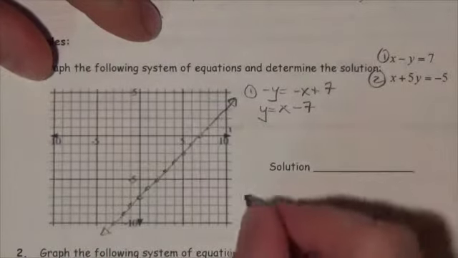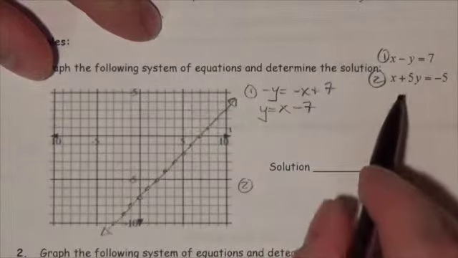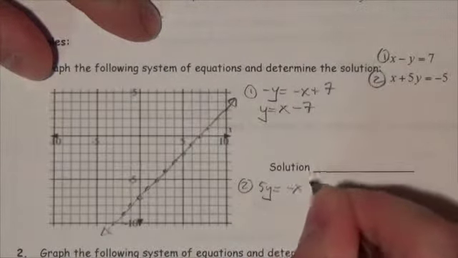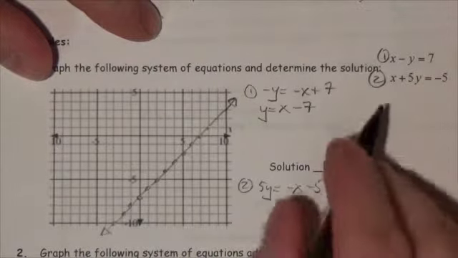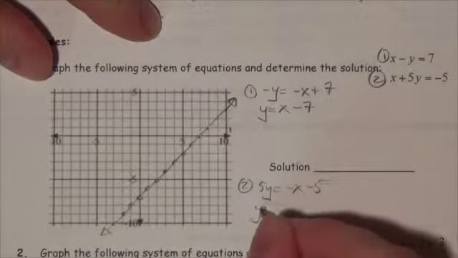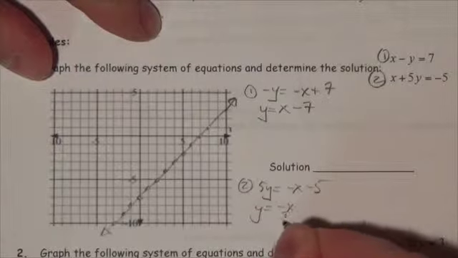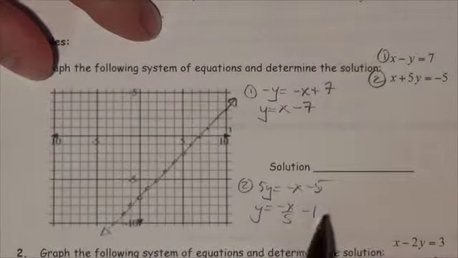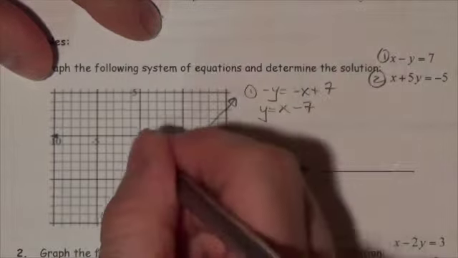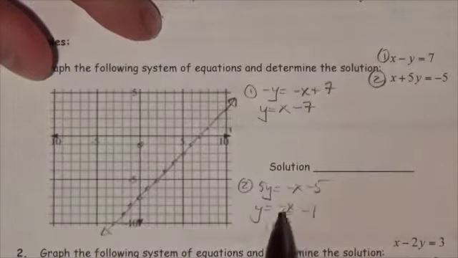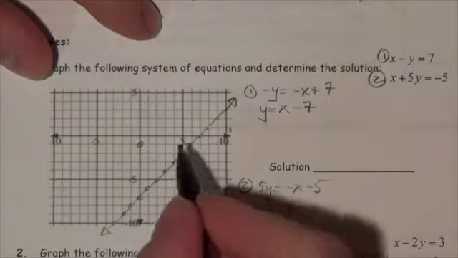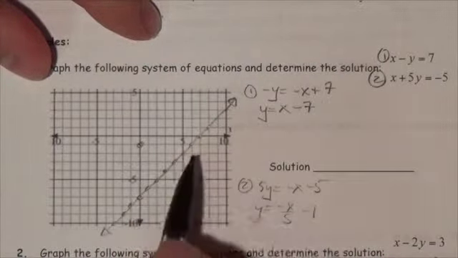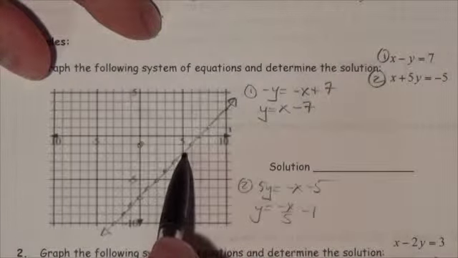The second equation here, we'll go down here. Okay, I will bring the x over, so 5y is equal to negative x minus 5. And then I'll divide by the 5 here, so y is equal to negative x over 5 minus 1. Okay, and so now my y-intercept here is negative 1, so there it is right there. And my slope is negative 1/5, so down 1 over 5. 1, 2, 3, 4, 5. And there it is.